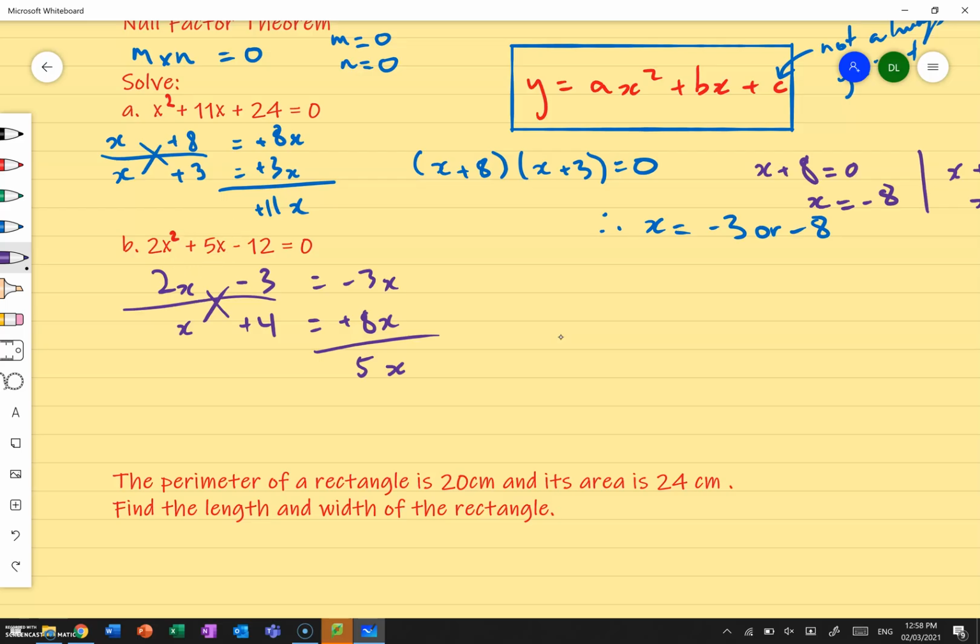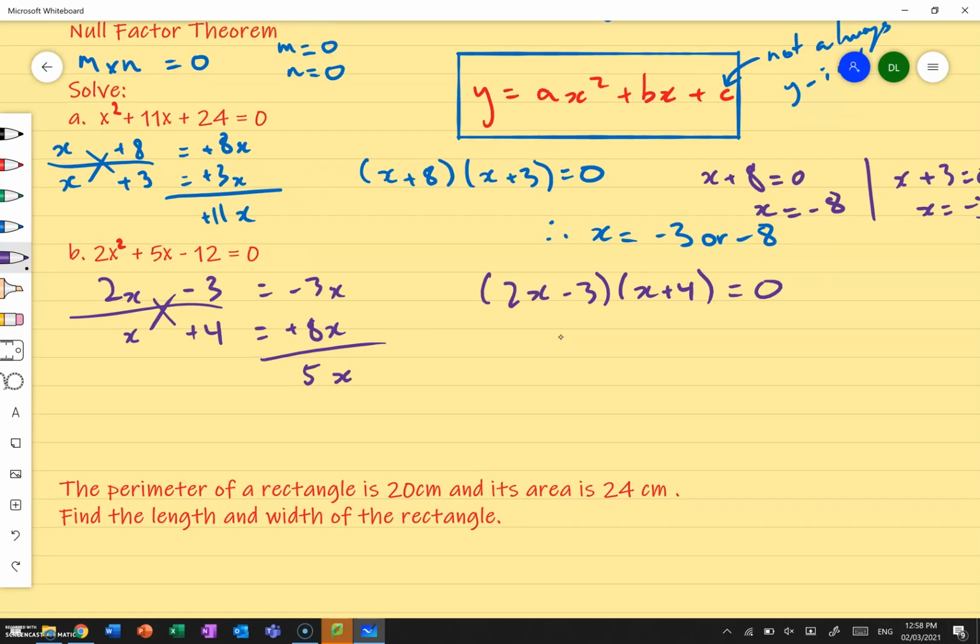I'm going to use these over here. So I get 2x minus 3, x plus 4. Now it's important you don't write 2x plus 4 and x minus 3. Those give you different answers. So we get that, and remember that equals 0. So that equals 0, and I'm going to use my null factor theorem to solve for x.